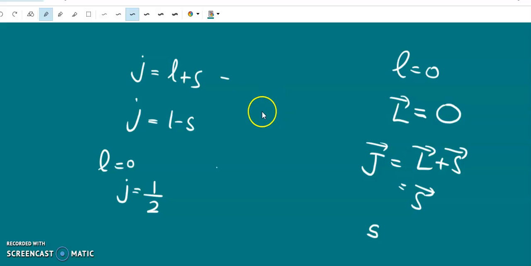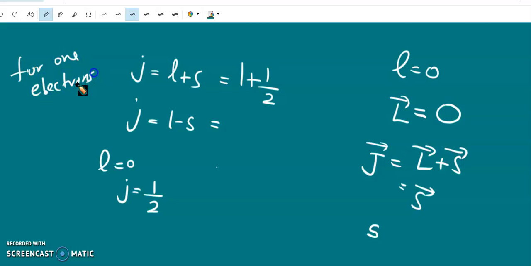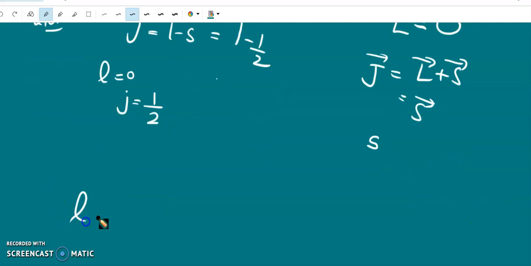So for all other l's, j has two values, l plus half and l minus half. The value of s we know is half for every electron. This is for one-electron atoms; for atoms with more than one electron it is different, and we will discuss that later. So if l equals 1, the possible values of j are 1 plus half, 3/2, and 1/2. We can verify these possible values of j by adding the z components.